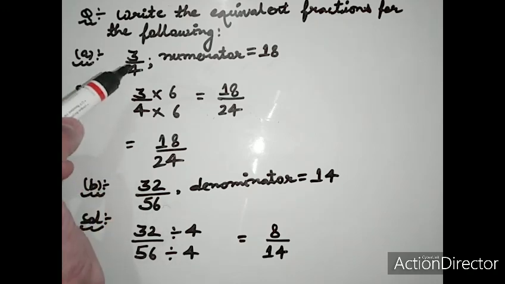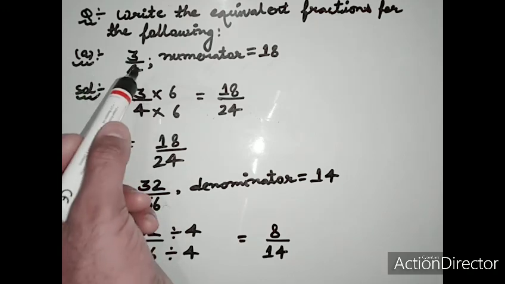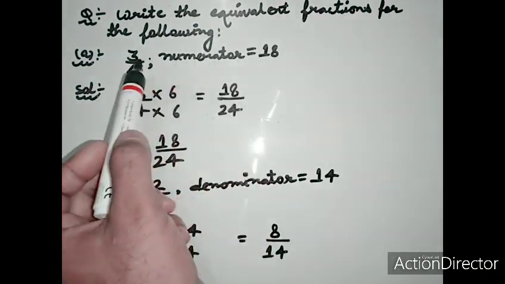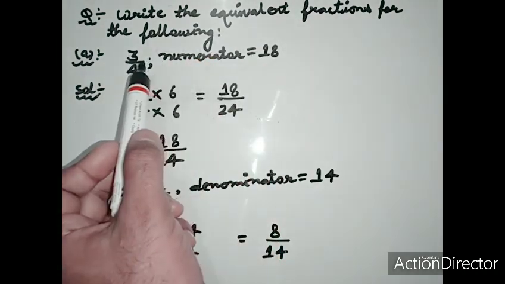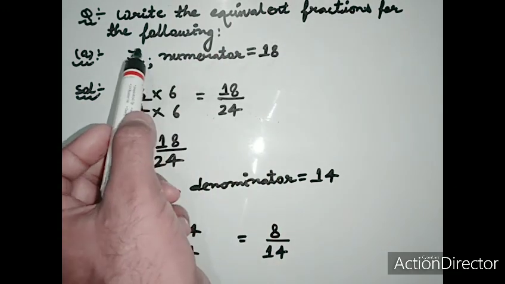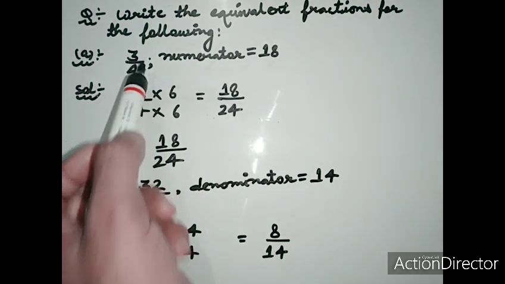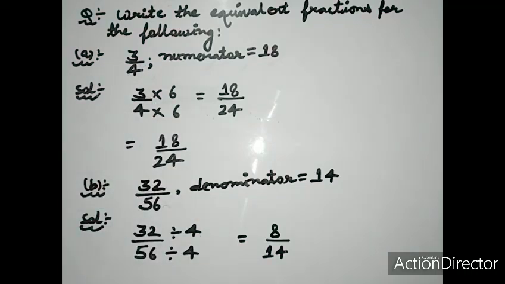We apply the same rule here also. So here the numerator is 18. So here you divide 18 by 3, then you get 6 here. 3 6s are 18, so 6 here. So 6 is multiplied with both the numerator and denominator. So here you get the equivalent fraction of the given number. So by using this method you find the equivalent fraction of the given number.